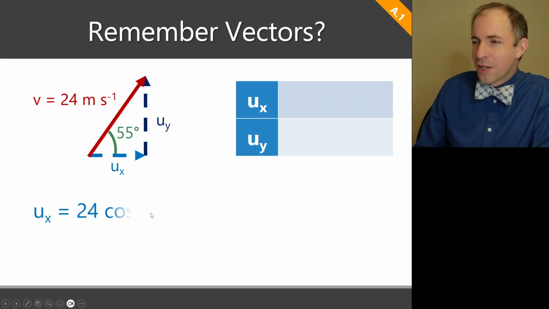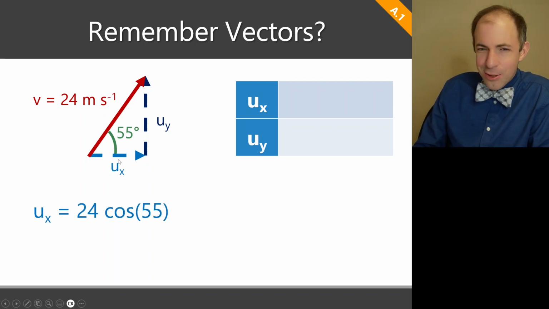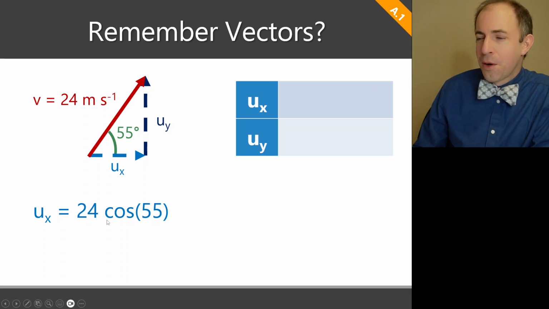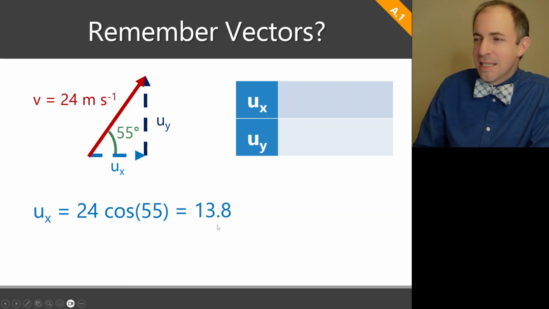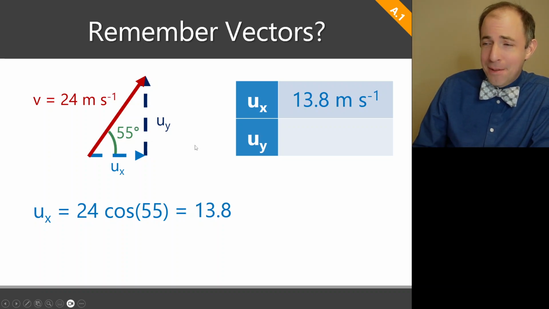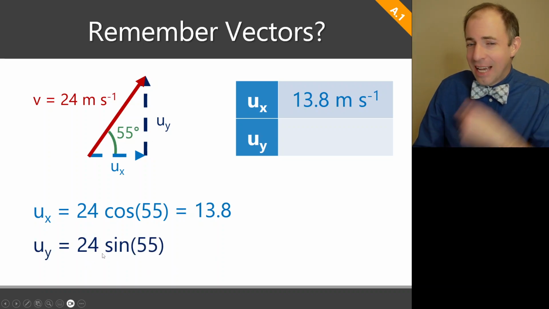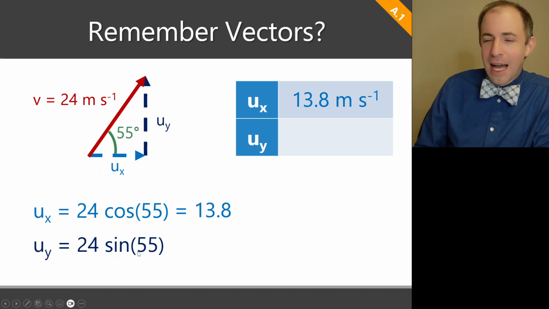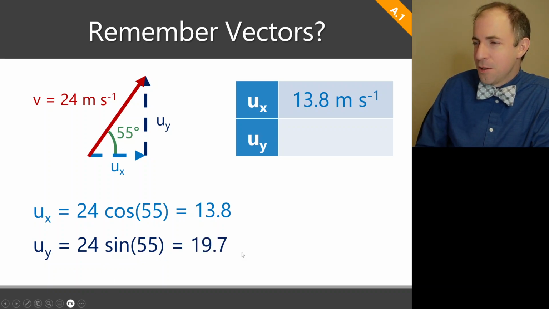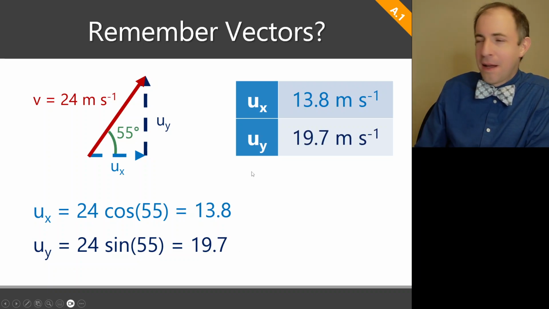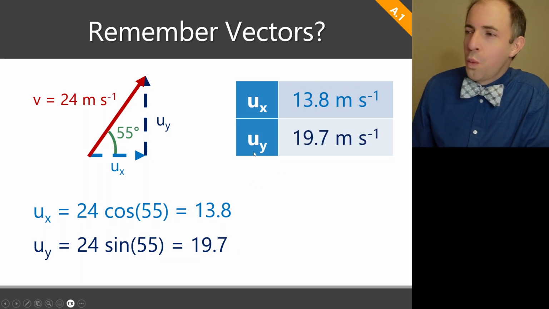If I want to solve for each of these, ux is attached to the angle, that is my adjacent side, so it's going to go along with cosine. 24 times the cosine of 55 is 13.8 meters per second. The y is the opposite side, 24 times the sine, opposite over hypotenuse, sine of 55 is equal to 19.7. So 19.7 is my vertical, my uy.